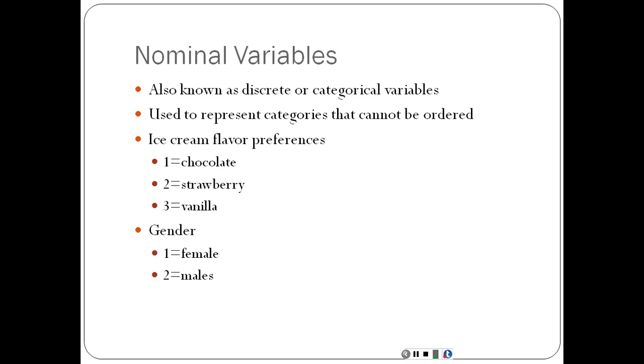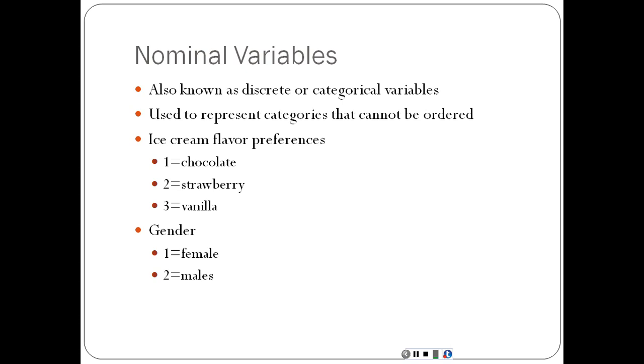Nominal variables are also known as discrete or categorical variables, and they're used to represent categories that cannot be ordered. For example, suppose you wish to code ice cream flavor, and you create a survey, and you're handing out this survey, and everyone has to decide what their preference is. Is it chocolate, strawberry, or vanilla?